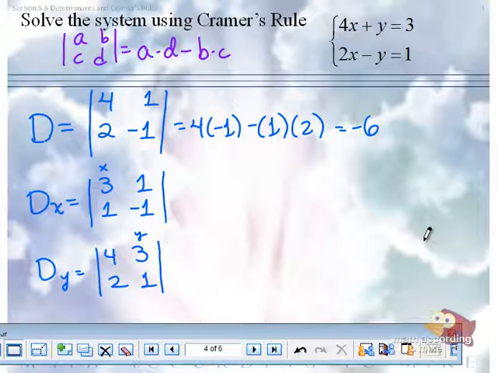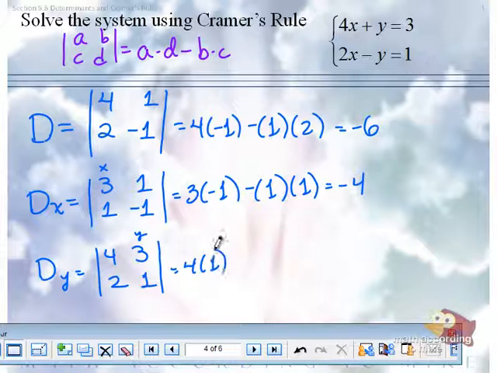All right, so negative 6 is okay. D can be any value except for 0 for this to work. D sub x and D sub y can be any value they want, period. So this would be 3 times negative 1 minus 1 times 1. What do we get? Negative 4. D sub y would be 4 times 1 minus 3 times 2. Negative 2.